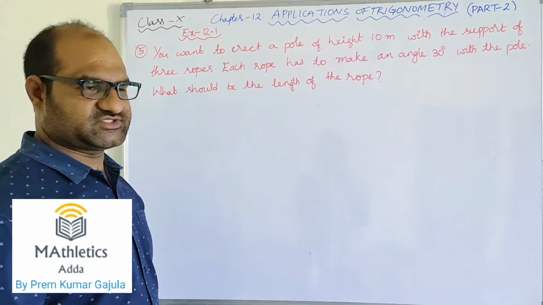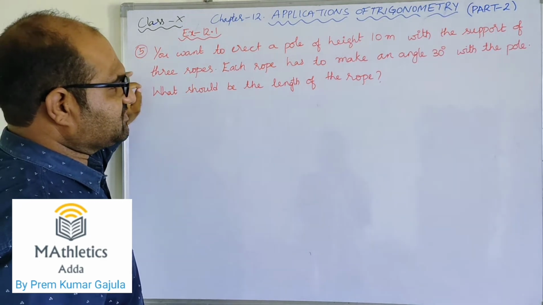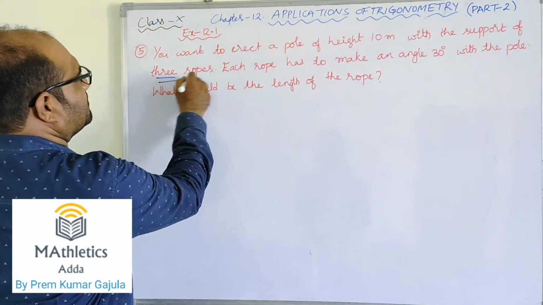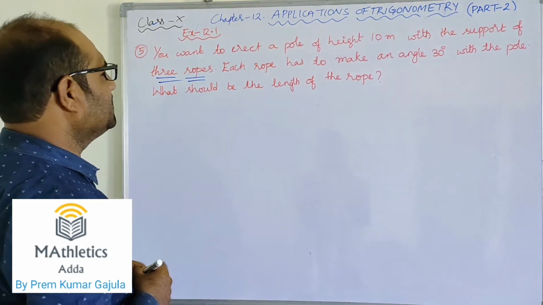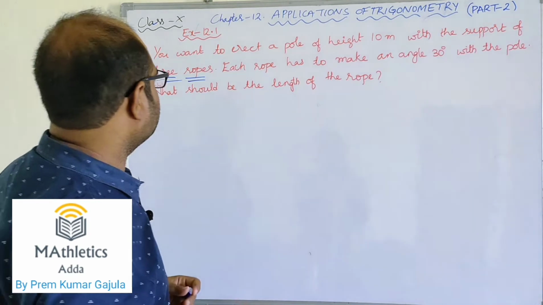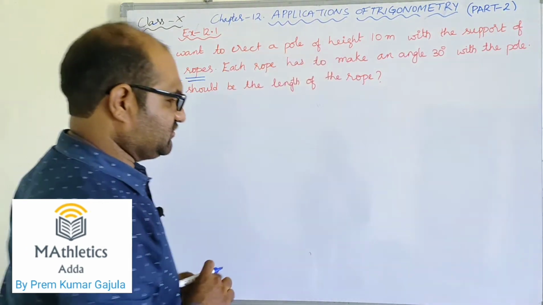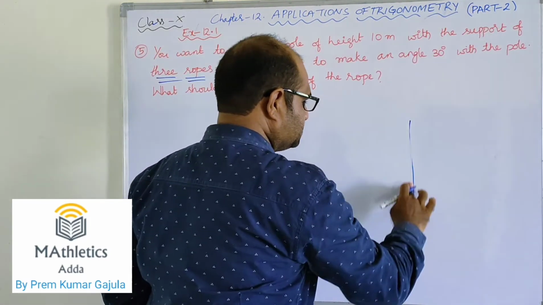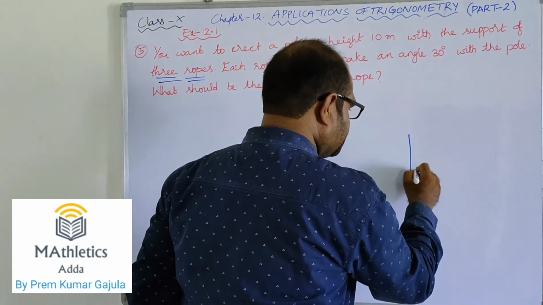Now let us look at the next question. You want to erect a pole of height 10 meter with a support of 3 ropes. Each rope has to make an angle 30 degrees with the pole. What should be the length of the rope? Okay. So we have to erect a pole of height 10 meters. So first of all, let us take a 10 meter height pole.